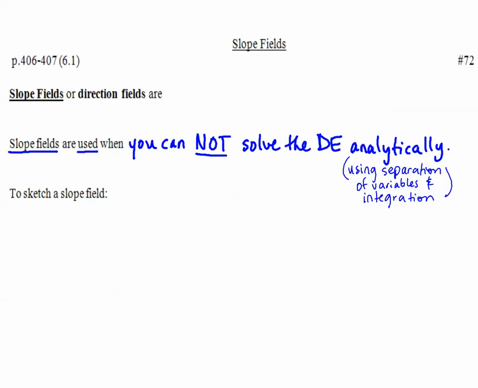So let's go back and write down what is a slope field. Now, sometimes it's called a direction field. Some places you'll see it called a direction field instead of a slope field. No matter what we call it, these are graphical representations of differential equations, so that we get a visualization of the parallel curves that will solve the differential equation.